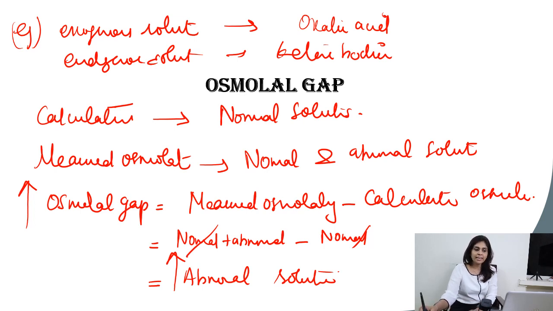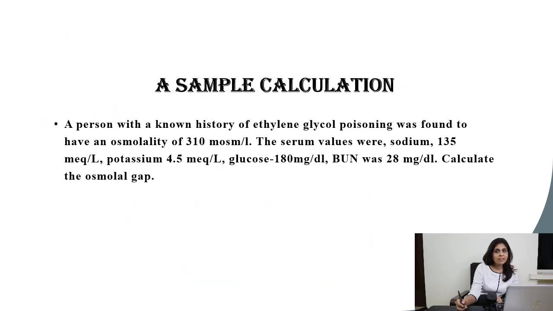Normal osmolar gap is 10. So when will you call it increased osmolar gap? When it's more than 10. And if it's increased, you will have to find out which abnormal solute has accumulated. It's going to be either an abnormal exogenous or endogenous solute. Now, let's quickly go through this sample calculation.